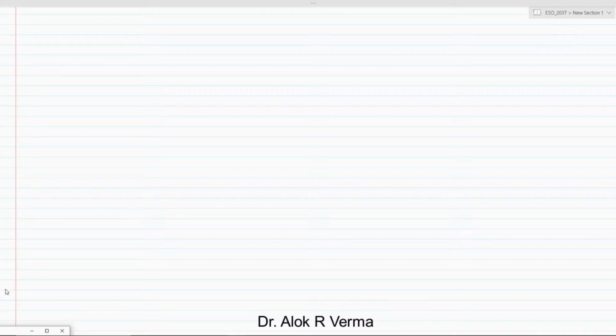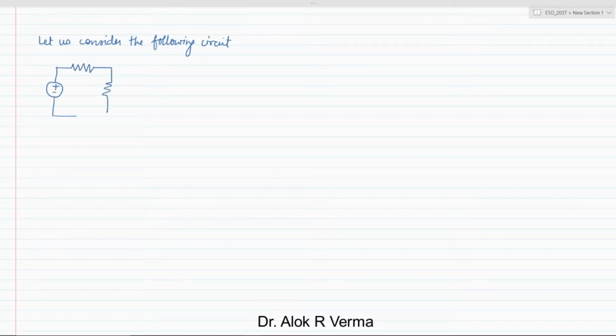So after understanding Kirchhoff's voltage law and Kirchhoff's current law, let us consider an example with the following circuit. We have a source. If it's a DC source, we can represent it this way, and then we have a resistance, and then another resistance. This is R1 and this is R2. This is Vs, the source.